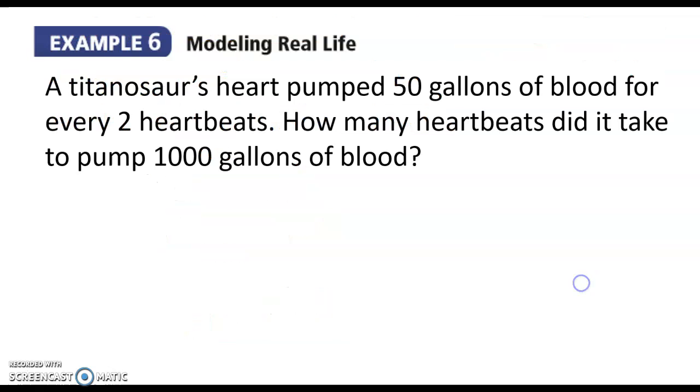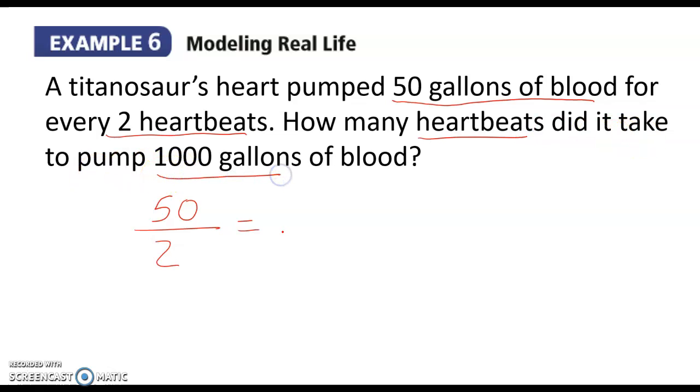All right. So if we look at this one, it's talking about how many heartbeats for the Titanosaurus. So it pumps 50 gallons of blood for every 2 heartbeats. So 50 gallons for every 2 heartbeats. How many heartbeats did it take to pump 1,000 gallons?